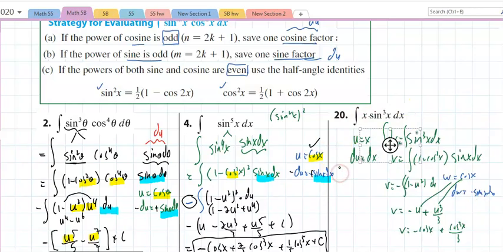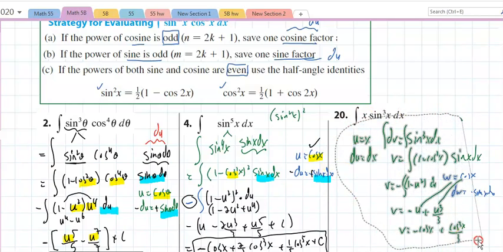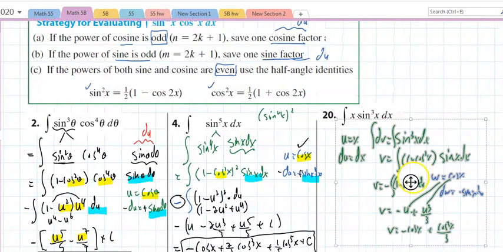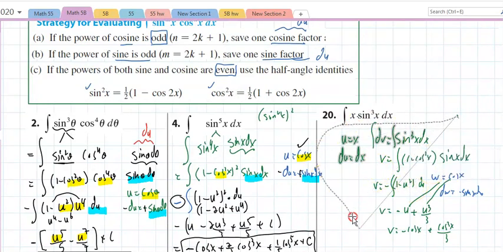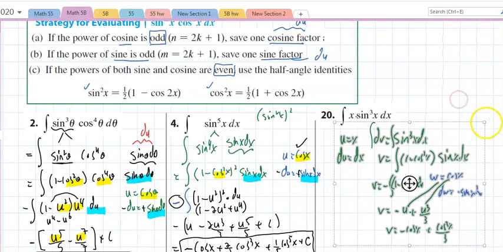Missed one. Oh, come on. Okay. Missed one tiny piece. I'm going to move this part. Okay, third time will be a charm.